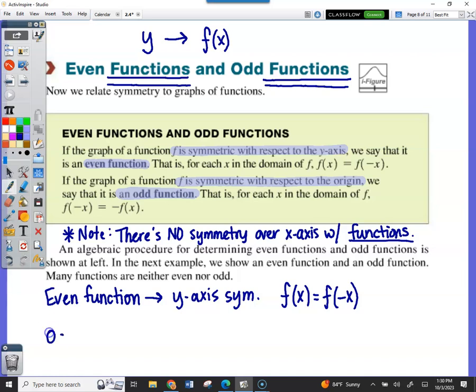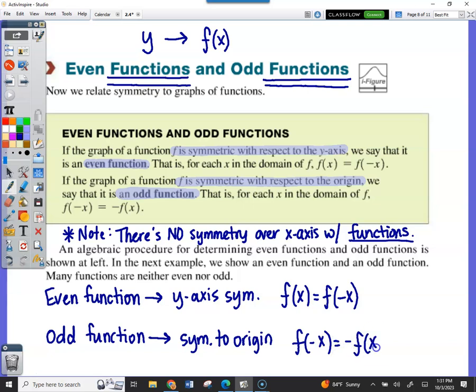Odd functions have symmetry to the origin, and if you need to understand that, you can turn it upside down. The way that you check it algebraically is f of negative x has to be negative f of x.